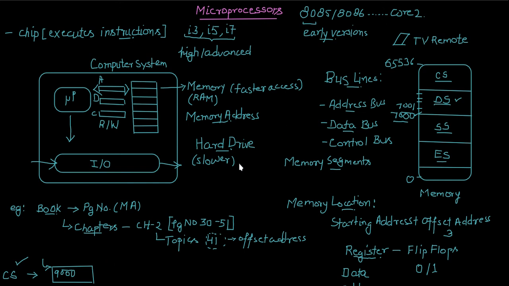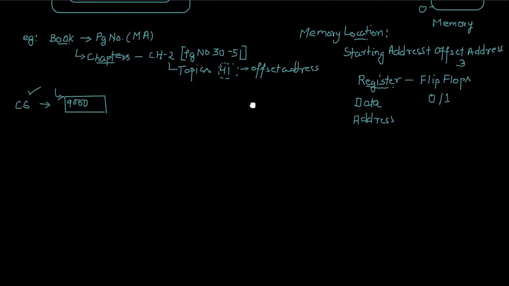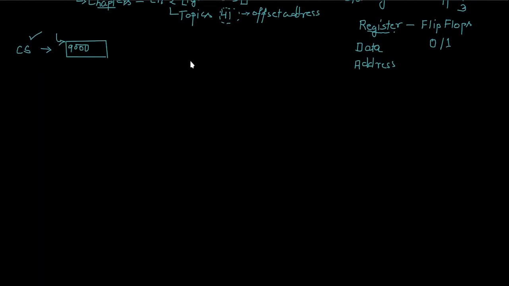Now we are going to discuss some important terms. First, a byte. A byte consists of 8 bits, and 1 bit can be either 0 or 1. Another term is the word, and a word is 16 bits, and each bit can be 0 or 1. Another is the double word, which is 64 bits, and there is also a quad word, and it goes on like this.